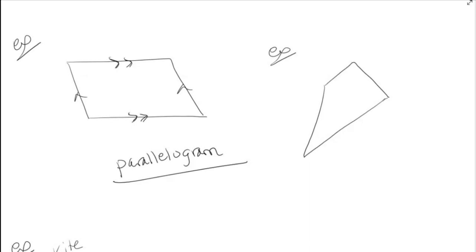Finally, we have a 4-sided figure that has no markings at all. We don't have any parallel sides, no congruent sides, no right angles. So this is simply a quadrilateral.